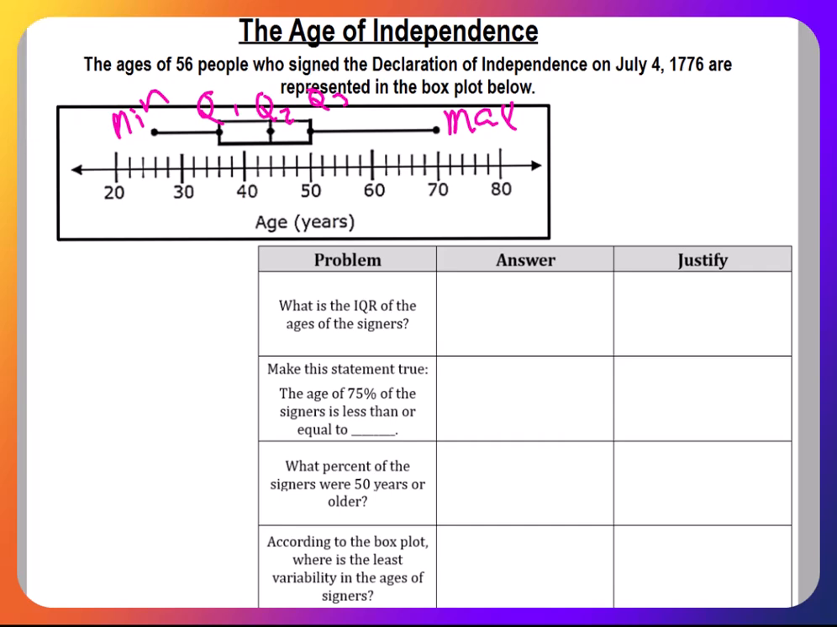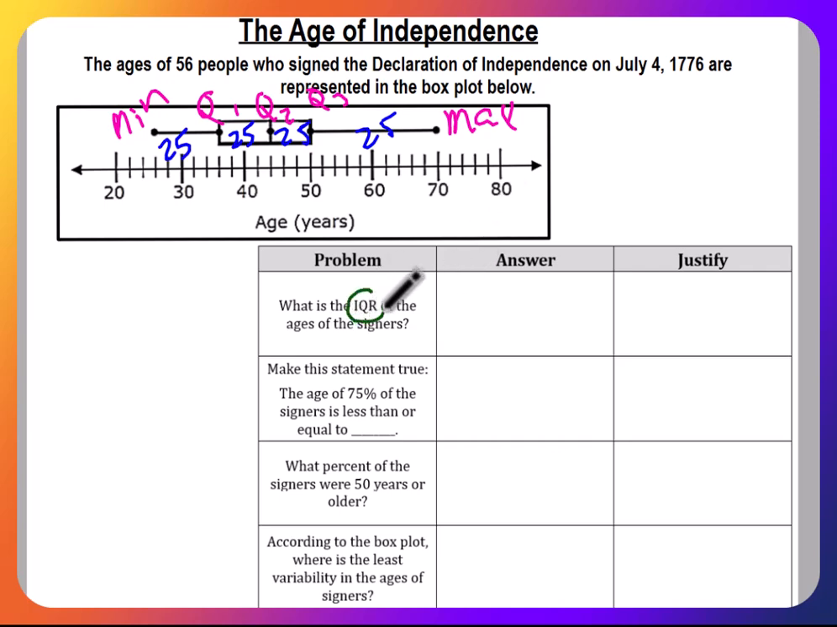I know that each part is 25%, so I'm just going to put a 25 here, a 25 in here, a 25 here, and a 25 here. And that just helps me make sure that I know all of my parts and I don't get confused. Okay, so the first one is, what is the IQR of the ages of the signers?